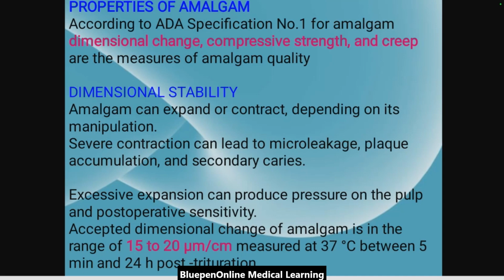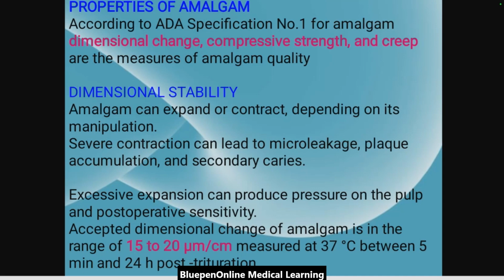So that's why dimensional stability is very important for any direct restorative material. Not only contraction, at times there will be excessive expansion seen in the dental amalgam. If such excessive expansion happens, it will produce pressure on the pulp and post-operative sensitivity will be felt by the patient.